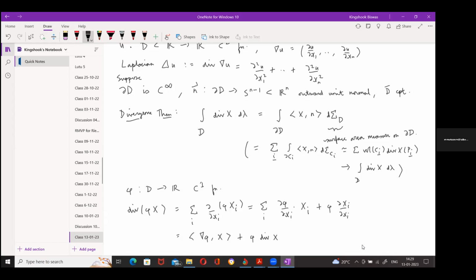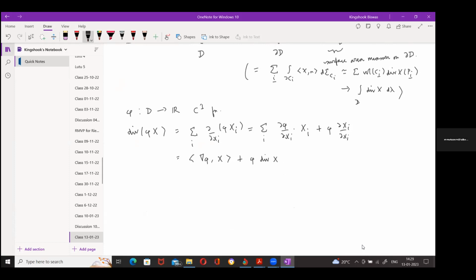Is this okay? Okay. So if X is equal to the gradient of u, then we get that the divergence of the function phi times grad u is equal to the inner product of grad phi and grad u plus phi times the divergence of grad u, that is, the Laplacian of u, right?